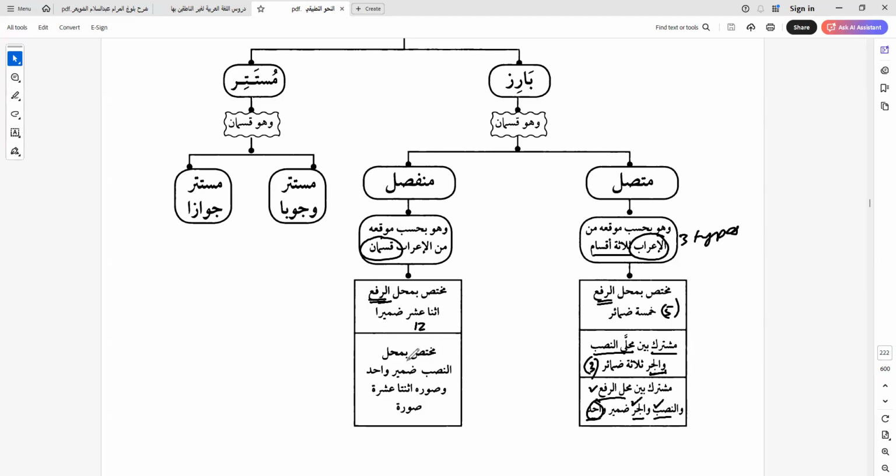And then al-mukhtas, the one specifically designed بمحل النصب ضميرا واحدا. It's one ضمير وصوره 12 صورة, but it has 12 forms. The ضمير is one, but it can come in 12 various forms. So this is a schema, this is a diagram, but we're going to go deep and then analyze all of these ضمائر.